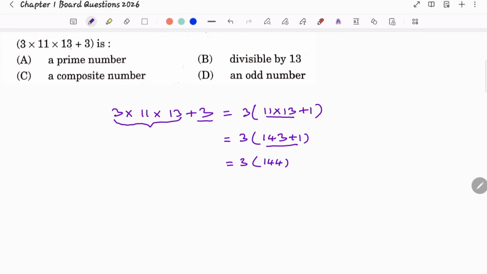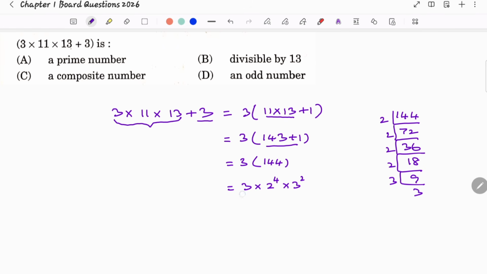Now find the prime factorization of 144. 144 can be divided by 2, 72. Again by 2, 36, by 2, 18, by 2, 9. Now divided by 3, 3. So the prime factors of 144 are 2 power 4 multiplied by 3 squared. Already we have one 3, so 3 multiplied by 3 squared is 3 power 3. So 2 power 4 into 3 power 3. Okay, now listen.